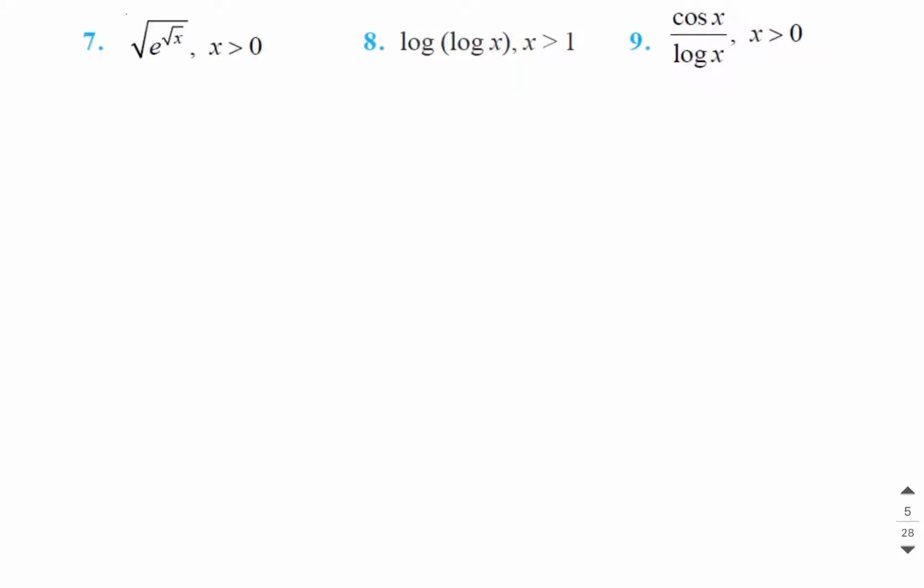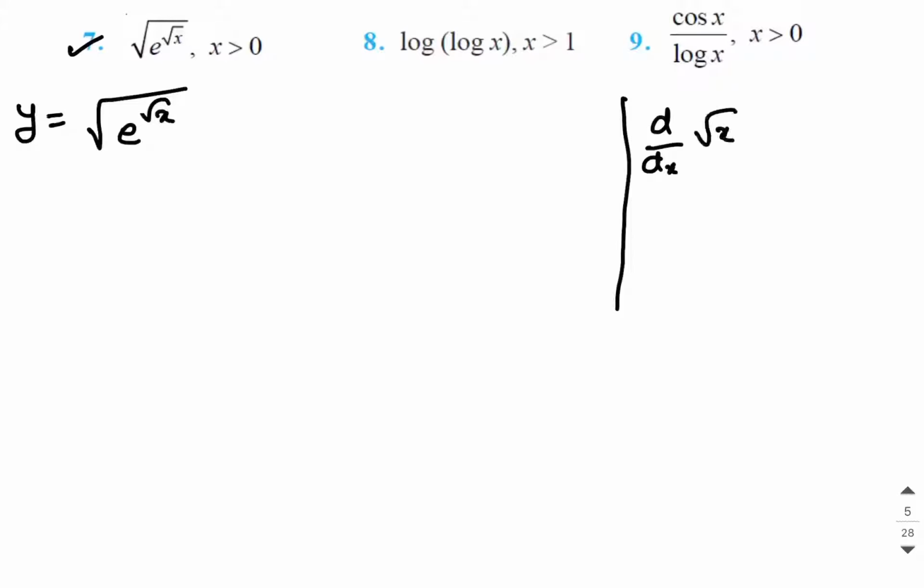Now let's look at the solution for the seventh problem. The question is y is equal to square root of e power of square root of x. Before we proceed with this problem, the concept you are supposed to know is d by dx of square root of a function is 1 by 2 root of the function. This can be remembered as a formula.